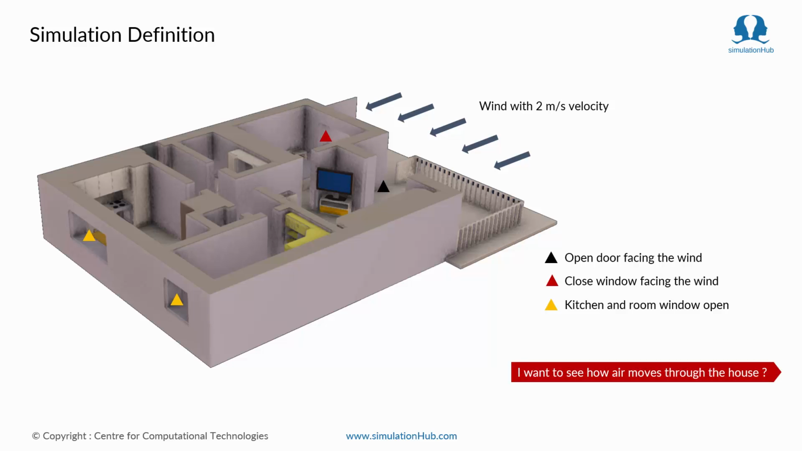Now what I am interested in is to find out how exactly air moves through the house if only the front door is open and the backside 2 windows are open. Now as we have defined this problem, let's set up this problem and see exactly how air moves inside the house.